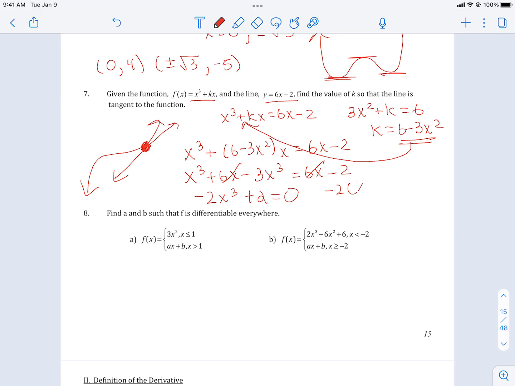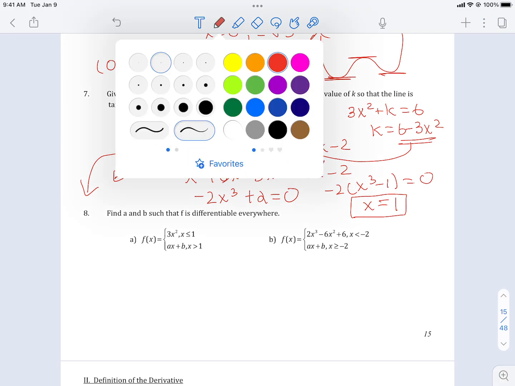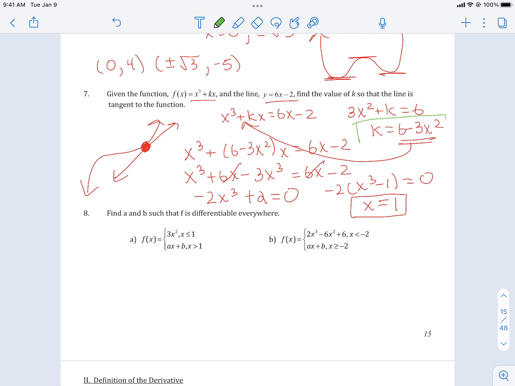You can factor this out. So the only value where this can occur is when x equals 1. But notice it is asking you to find the value of k. So I can go ahead and plug it back in here. So if I plug in 1 here, my k value that I'm looking for is actually 3.